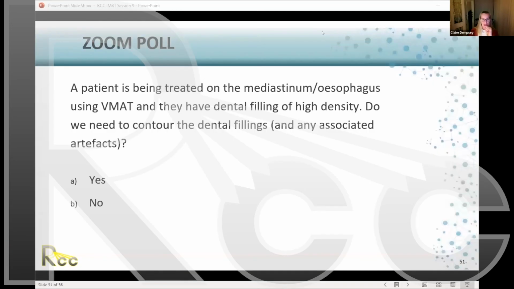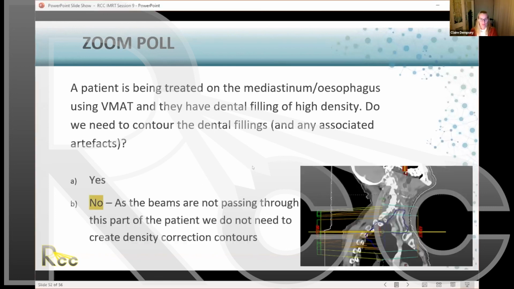So we've got 52% of you said yes, and 48% of you said no. So this is obviously a really challenging question. And I guess you have to know your anatomy a little bit to answer this question. So we have a mediastinum esophagus patient we're treating with VMAT, and they've got fillings in their mouth. Okay. So the answer in this case is no.